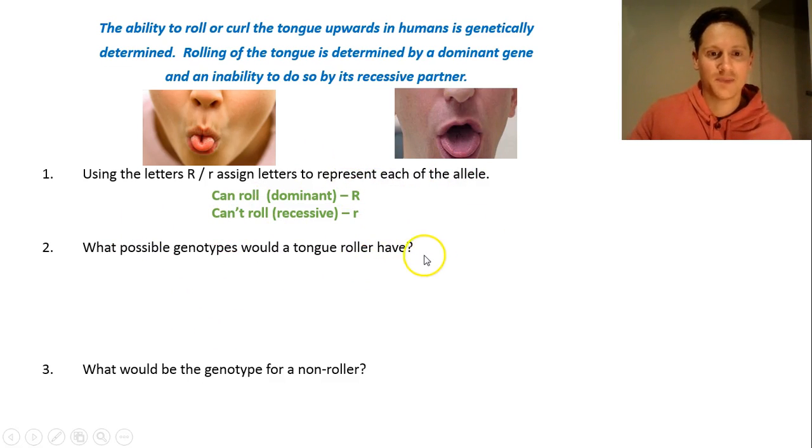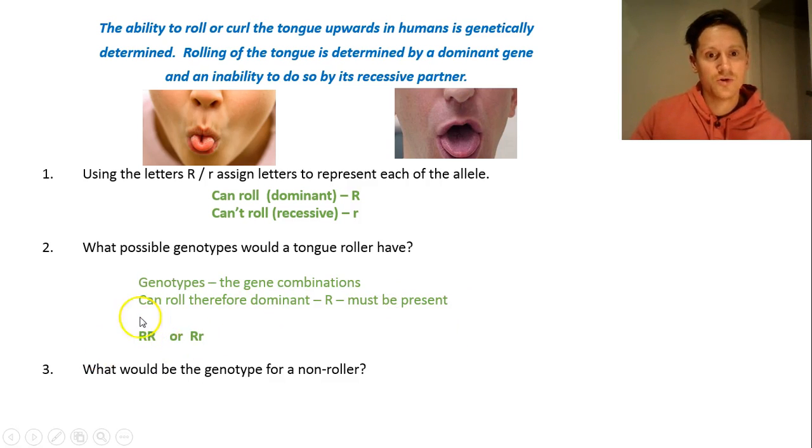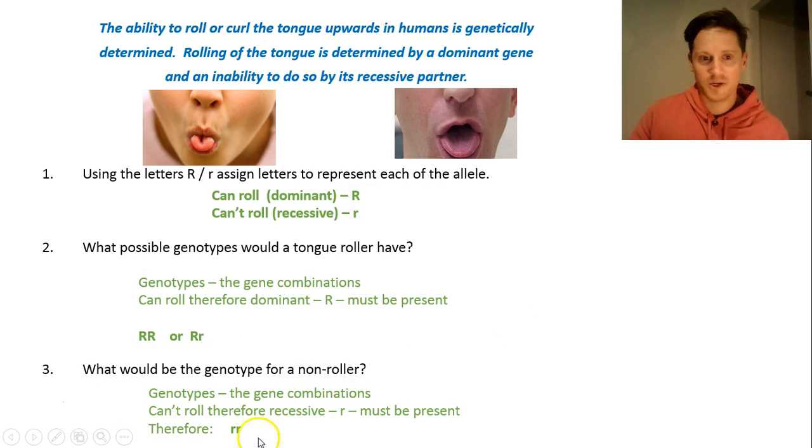What possible genotypes would a tongue roller have? Now, if you're a tongue roller, you have to have at least 1 copy of the dominant allele. So, big R, big R and big R, little r. Little r, little r is not one. So you've got 2 combinations there in order to have a tongue roller. You need to have the big R present. The genotype for the non-roller can only be 1 version, and that's little r, little r.